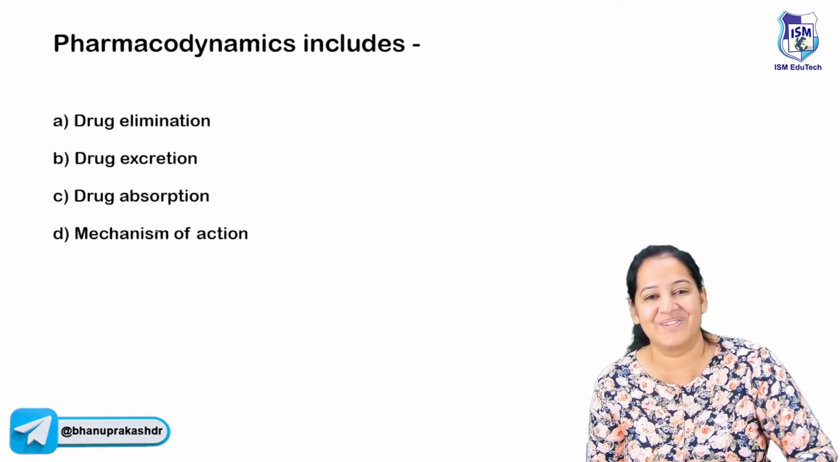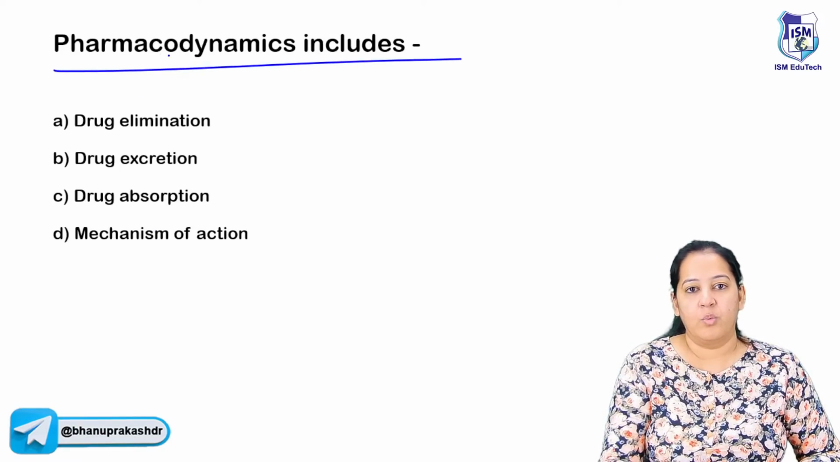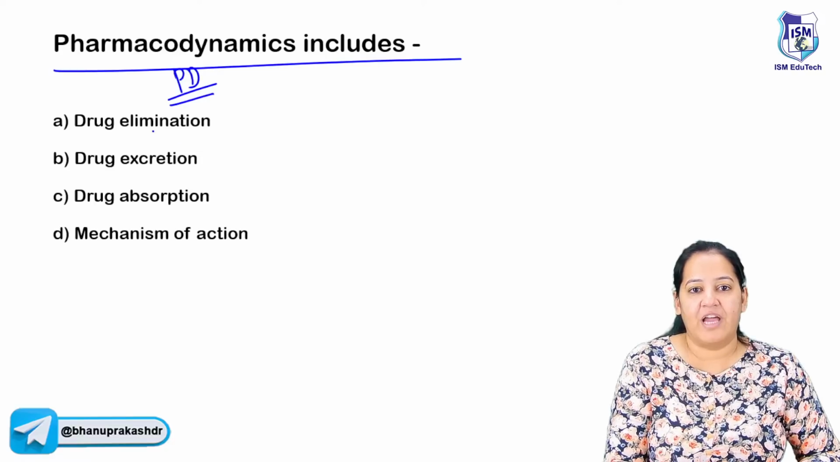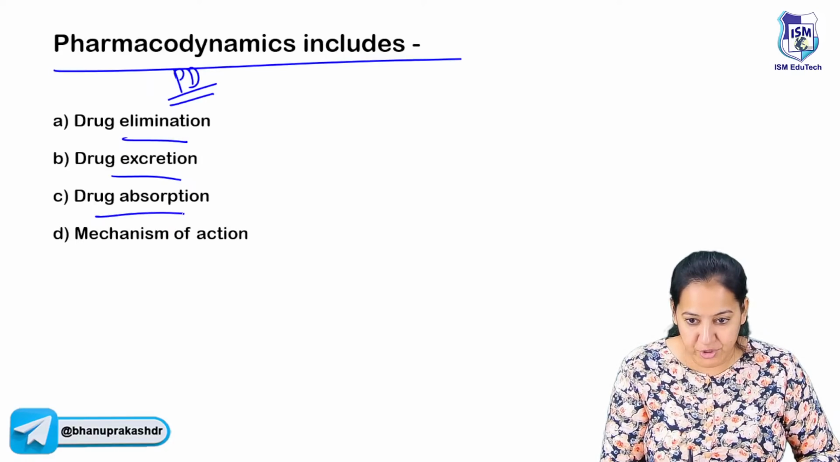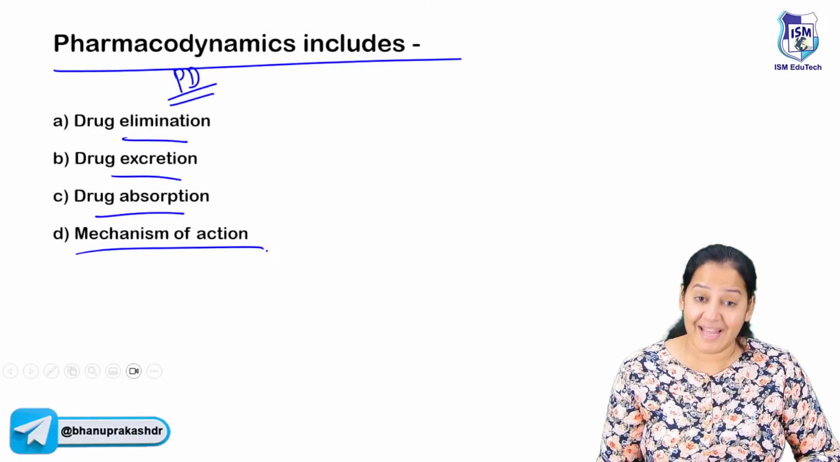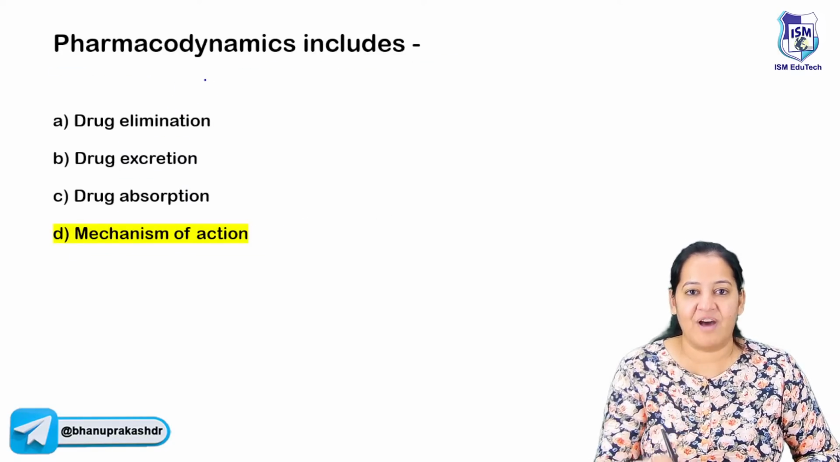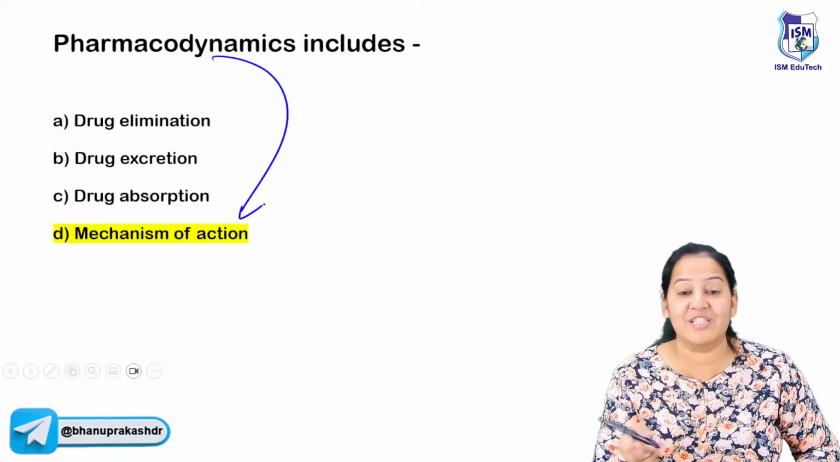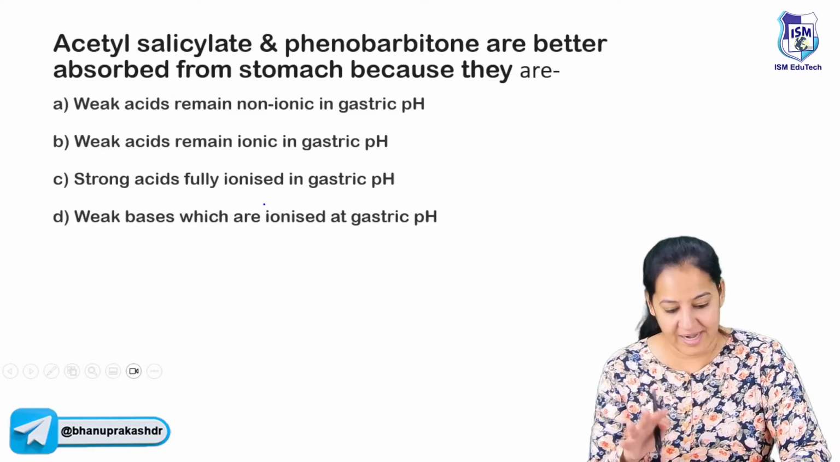Okay, so please concentrate. The next question is in front of you. Pharmacodynamics includes what? Pharmacodynamic, PD. Is it drug elimination? Is it drug excretion? Is it drug absorption? Or is it mechanism of action? Mechanism of action of the drug. So obviously the correct answer is mechanism of action, because pharmacodynamics has only one thing, that is mechanism of action at the site of action. So that is the correct answer. So you get easy questions. Now coming to the next concept quickly.